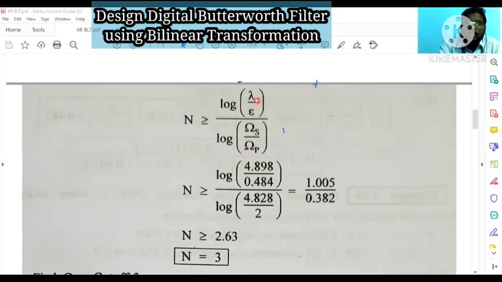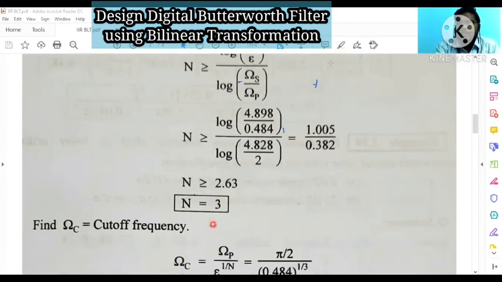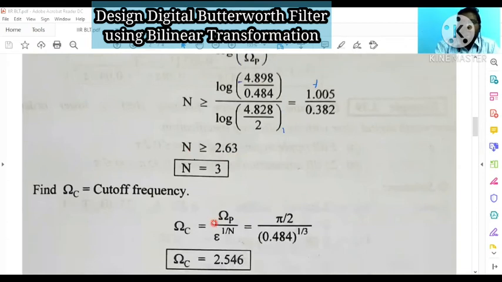Now you substitute all the values for lambda, epsilon, omega s, and omega p. So what do you get here? When you first use the calculator and find the result, you get 1.005 divided by 0.382. While solving this fraction, you get 2.63. Okay, N greater than or equal to 2.63. So it means round off to the next higher integer. So 2.63, the next higher integer will be 3. Okay, N equal to 3.